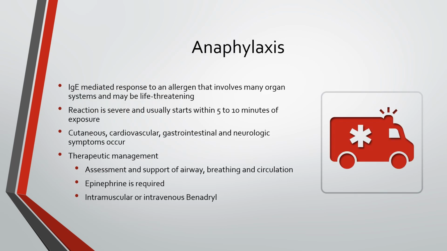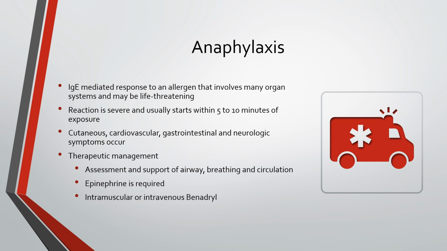Anaphylaxis is an IgE-mediated response to an allergen that involves many organ systems and could be very life-threatening. If more than one immunological reaction is occurring in different systems, it's considered anaphylaxis. So nausea and vomiting with airway constriction would be GI and respiratory anaphylaxis. If you've got airway constriction with hives, that's respiratory and integumentary. So 2 different systems are involved with the IgE-mediated response.